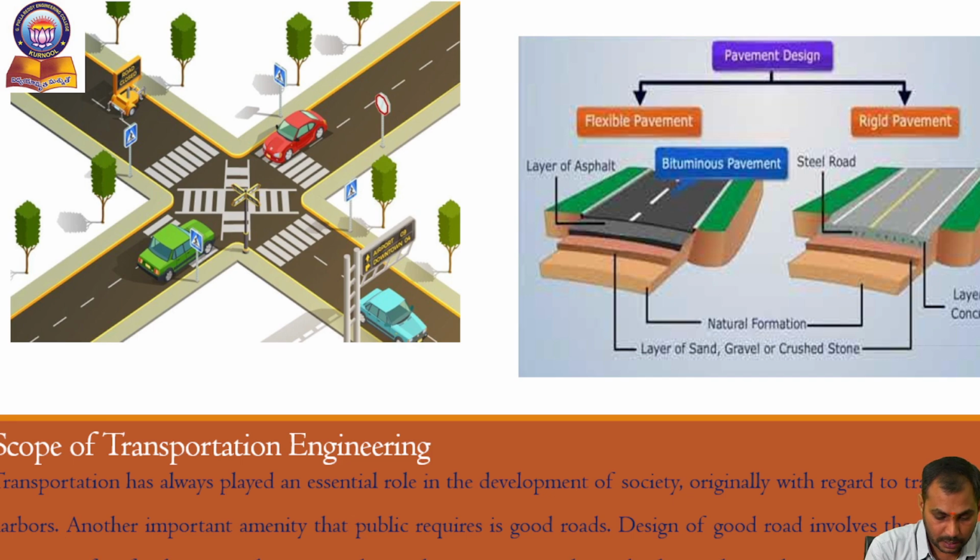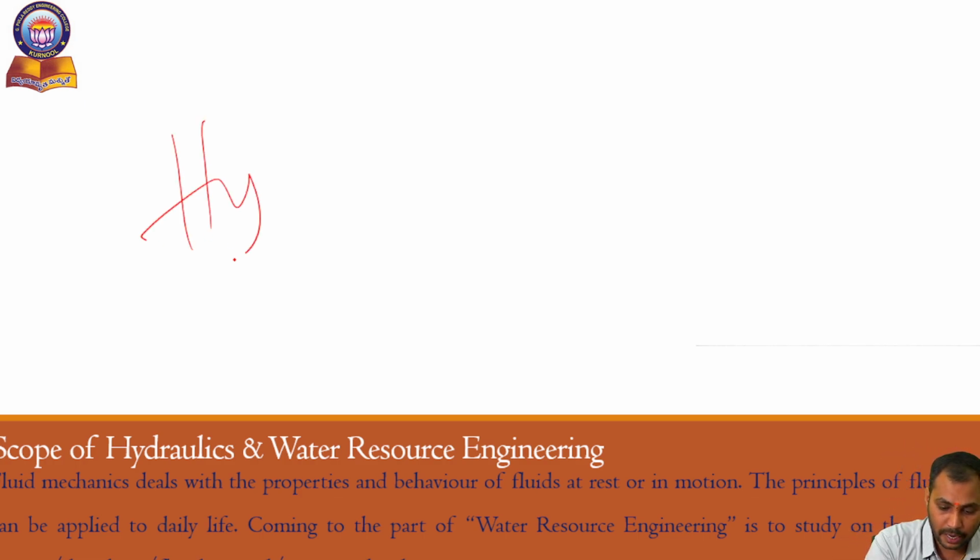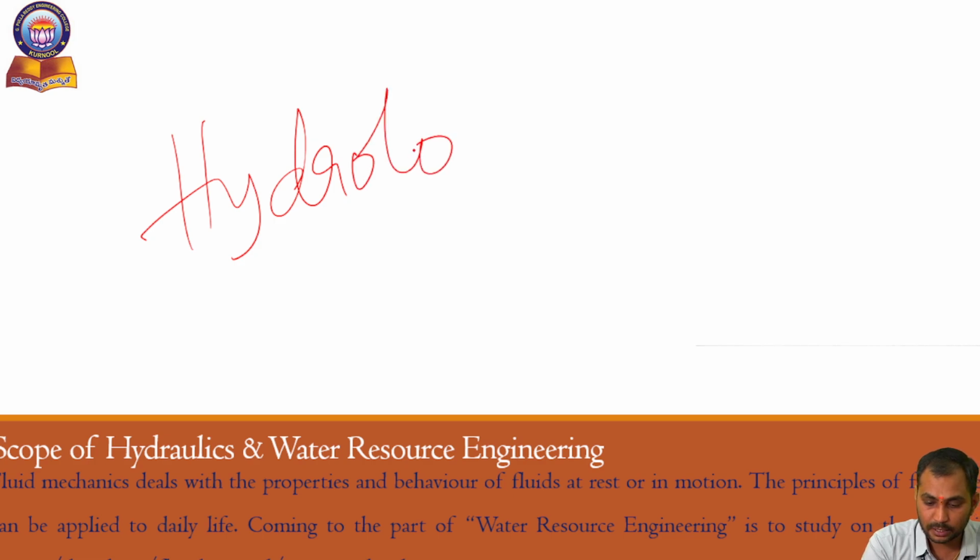Next, last but one, scope of hydraulics and water resource engineering. What is the scope of hydraulics and water resources? The availability of water. What can we do? Actually, where will the water come from? The hydrologic cycle. All of you please remember the hydrologic cycle.